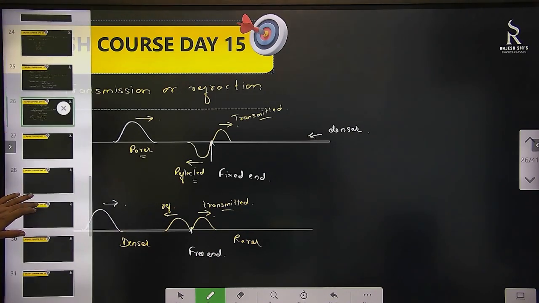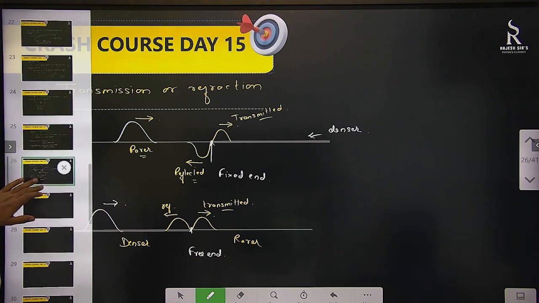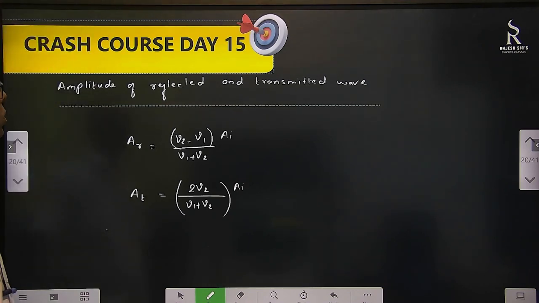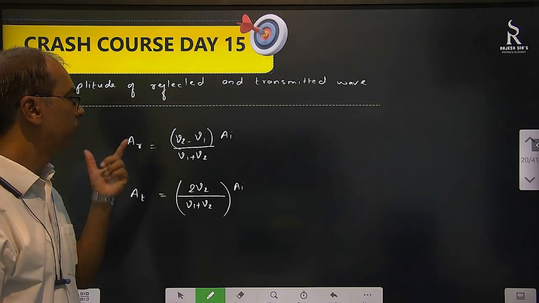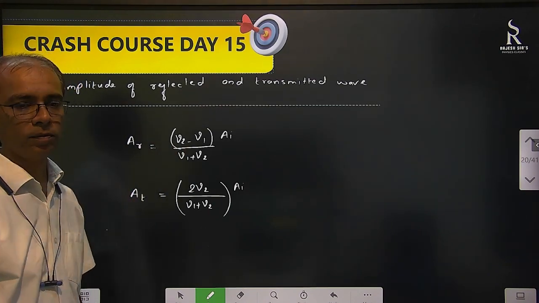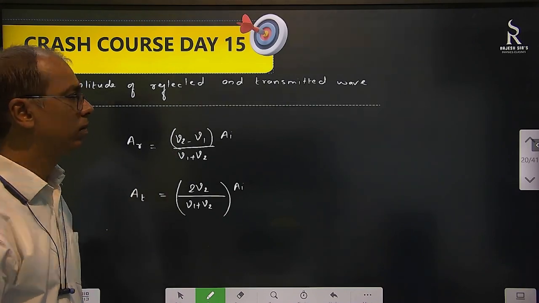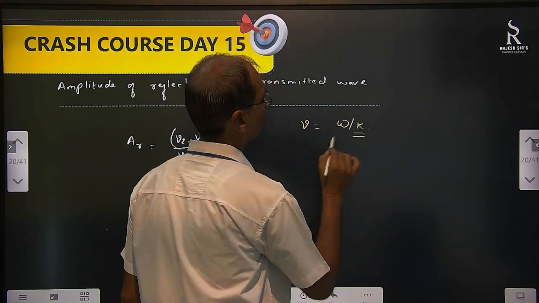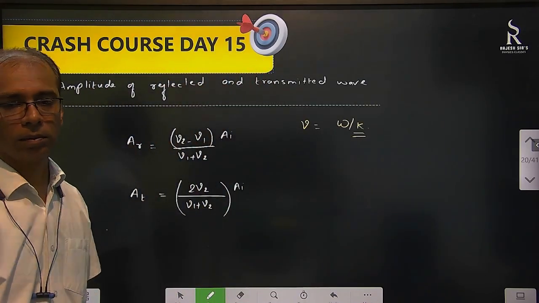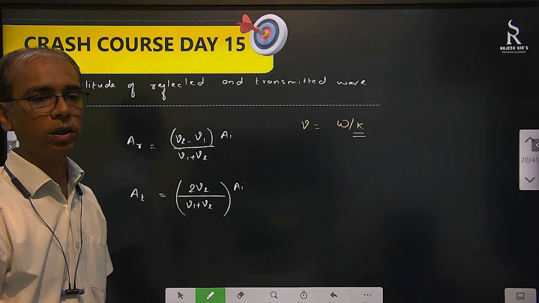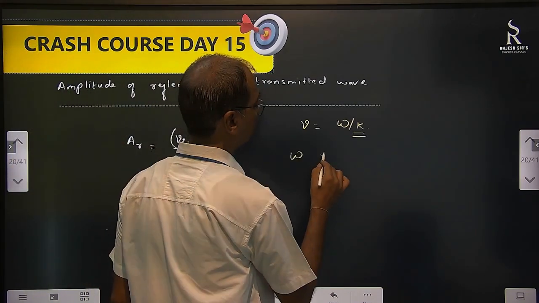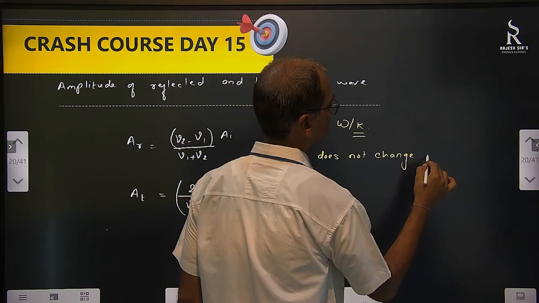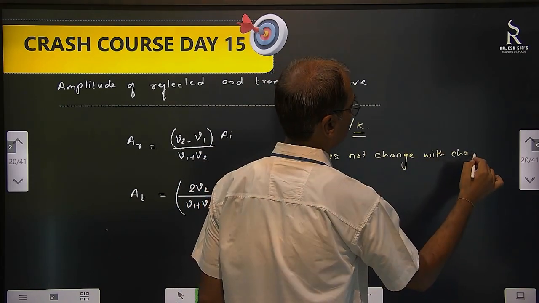Now let's go back to amplitude. There is a formula for amplitude. Here it is: the amplitude of the reflected and transmitted wave. This is the amplitude of the reflected wave, this is the amplitude of the transmitted wave. But there are velocities also. Velocity depends on what? Omega by k is velocity. So if a change in medium is happening, what is changing, omega, k or both? Only k. Omega means frequency, which does not change with change in medium.